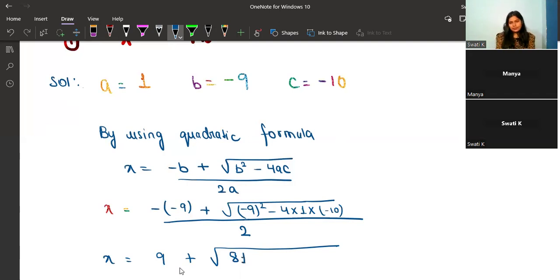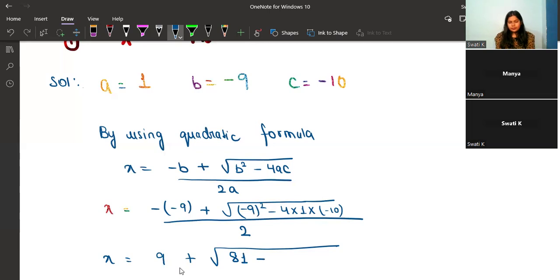But why minus? No, it is plus, not minus. Minus into minus is plus, because it is minus 9 into minus 9, right? So 9 into 9 is 81, but minus into minus will become plus. So that will be positive. Agree, Manya? Yes. Next.